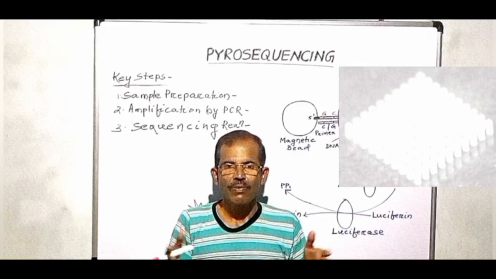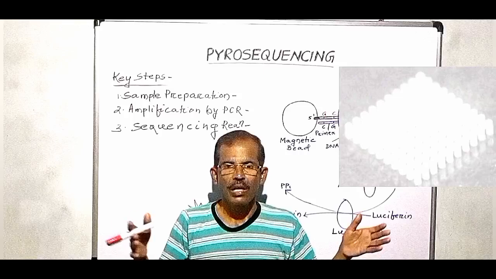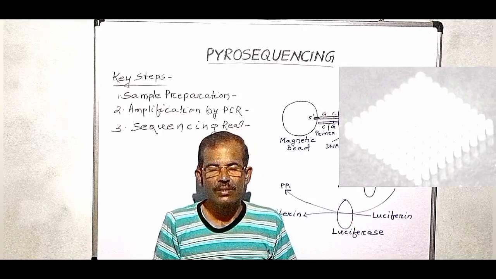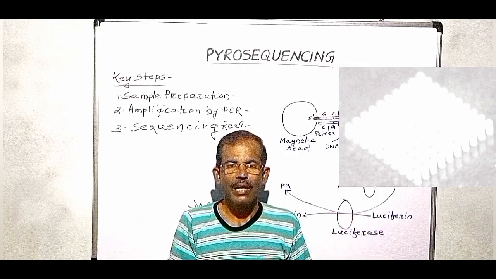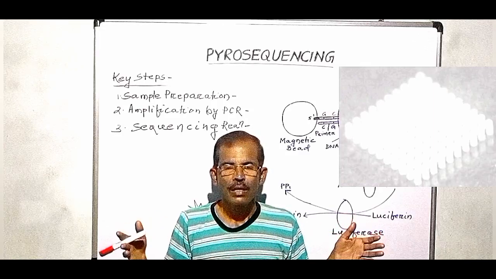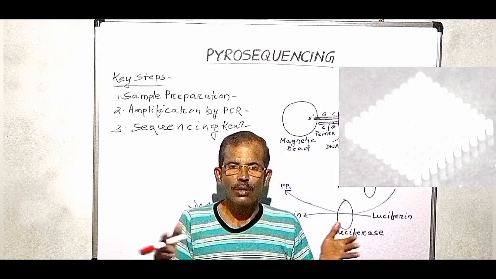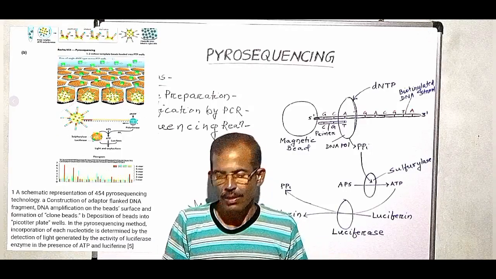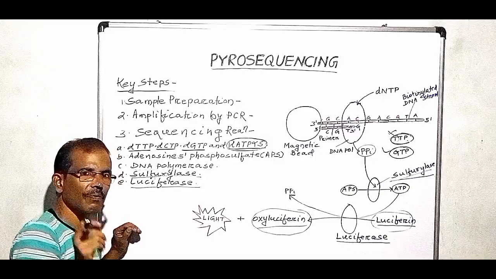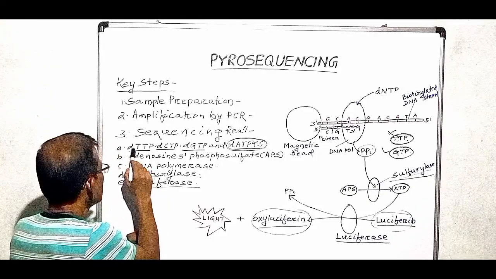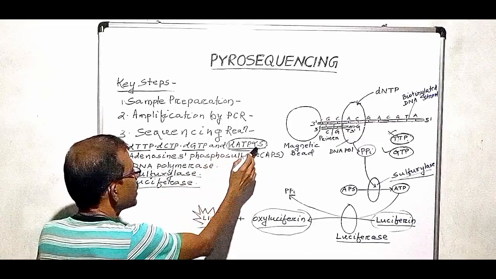The flow cell serves as a microreactor. It allows for the precise and sequential addition of enzymes and substrates during sequencing. It also allows for the capture of the light signal which is generated when a complementary nucleotide is added to the 3' hydroxyl group of the growing DNA strand. For sequencing, we require 4 deoxynucleoside triphosphates such as dTTP, dCTP, dGTP and dATPαS.